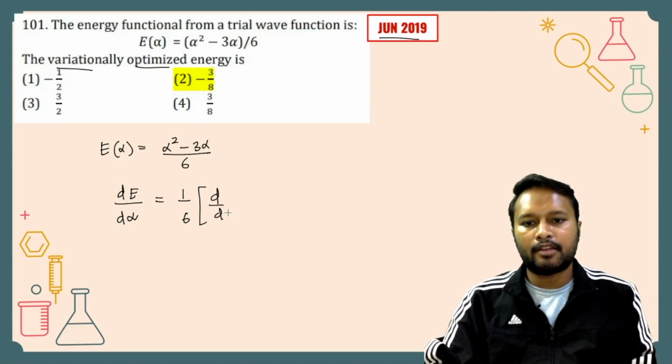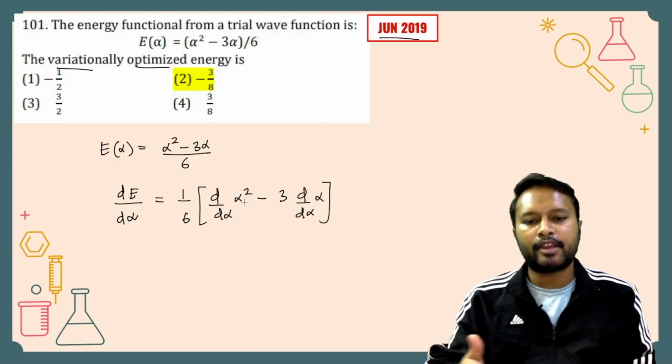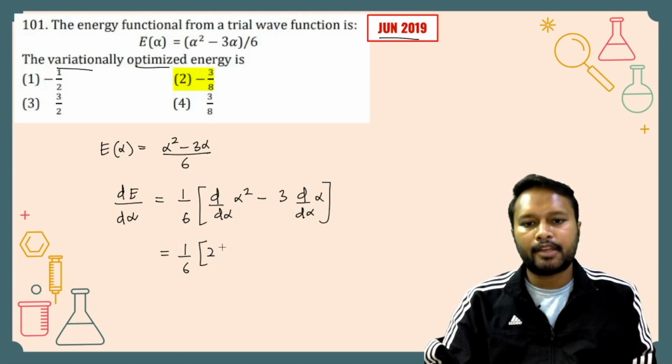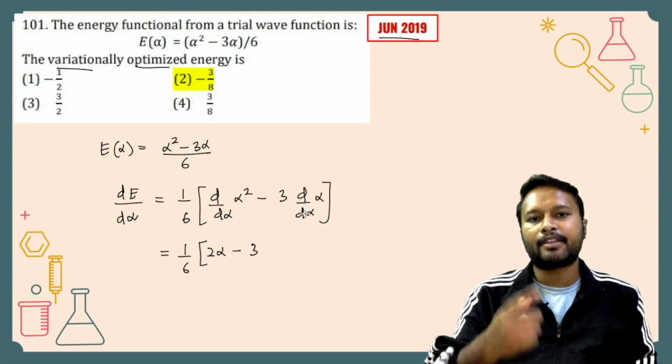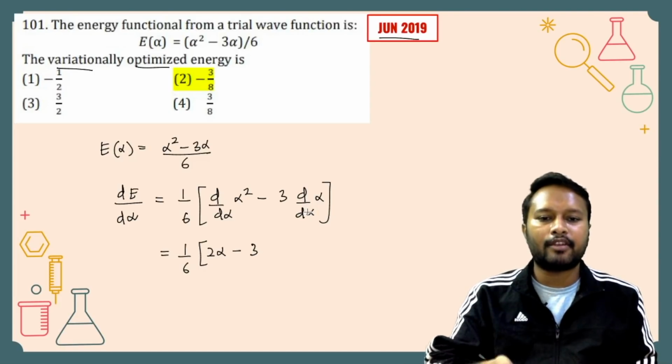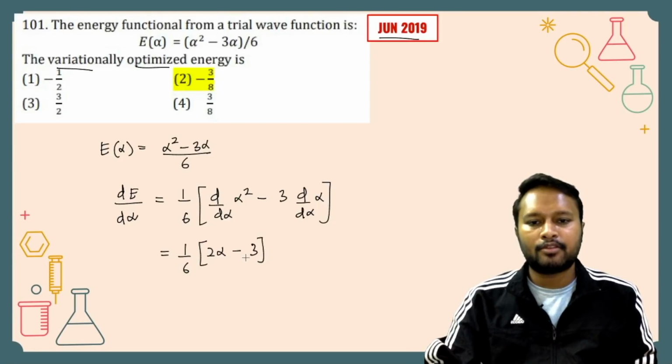Now d by d alpha of alpha square minus 3 will be outside, and d by d alpha of alpha. Now you know that x square will give you 2x, in the same way alpha square is going to give you 2 alpha, right? Minus 3 will remain as it is, and differentiation of x is 1, in the same way differentiation of alpha with respect to alpha will be 1. So you will get this thing, right? So this is what you have got.